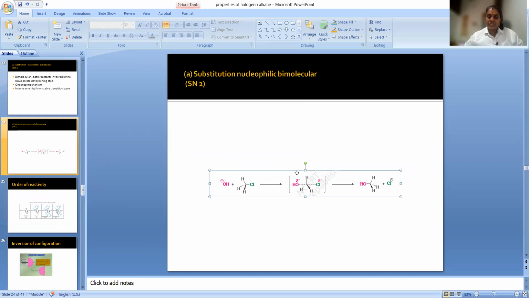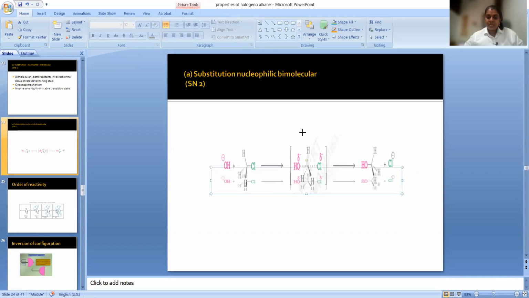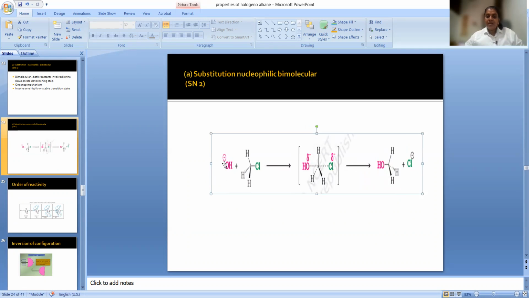In this particular reaction, you can see what is happening here. One OH minus is coming very near to this, so it will undergo polarization, right? Then look at this. When OH minus is coming to this, OH minus is going to attach to this carbon atom. At the same time, this is a very unstable state because of the bonds. How many bonds are there? 1, 2, 3, 4, 5 bonds. Five bonds on a carbon atom is not possible. Only 4 bonds are possible on a carbon atom.